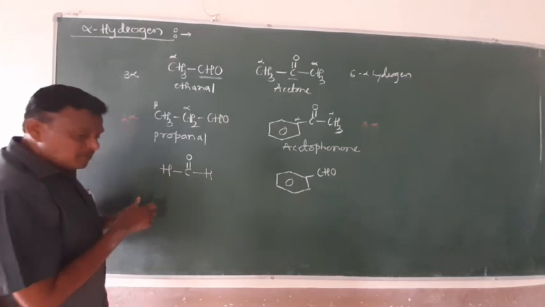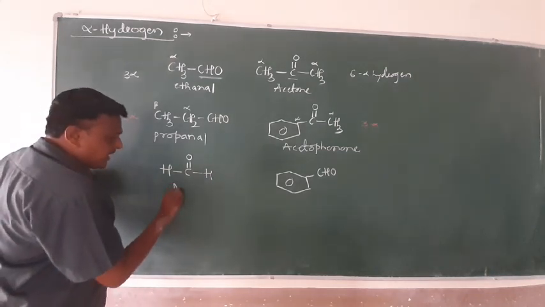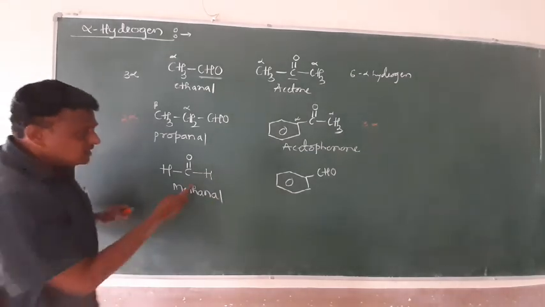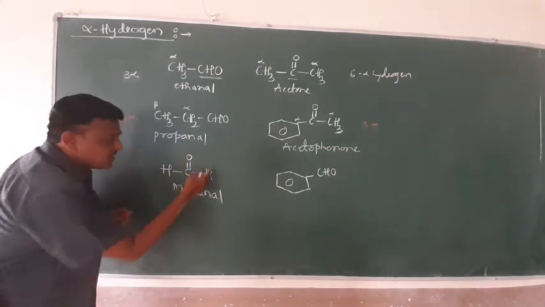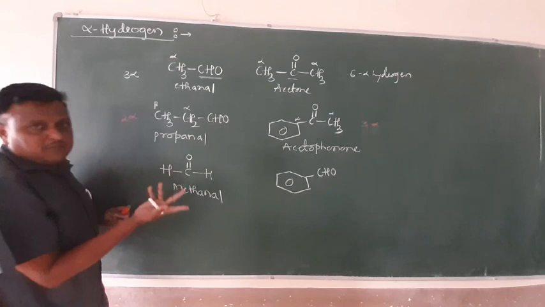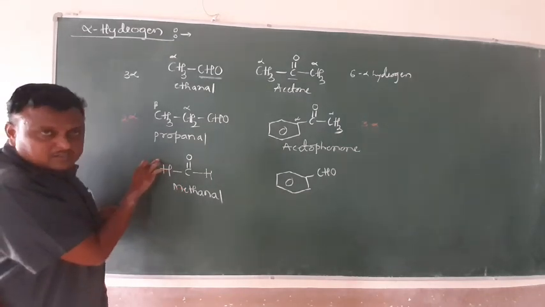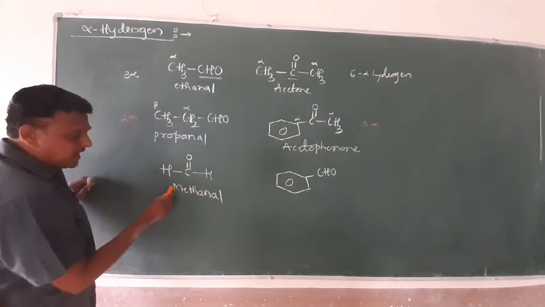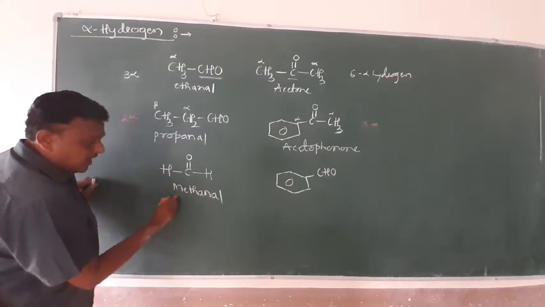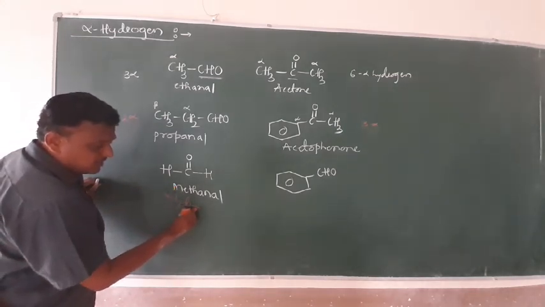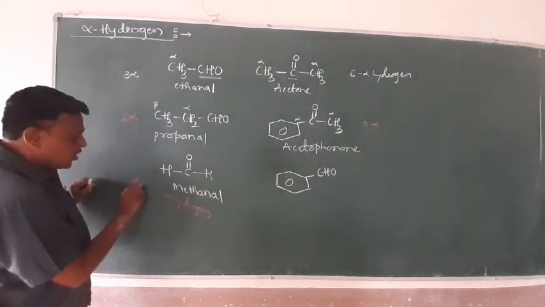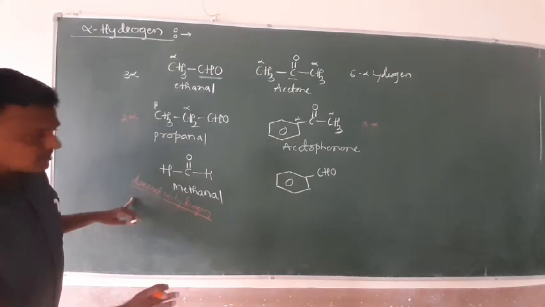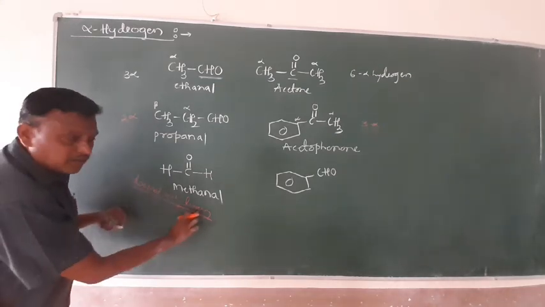Similarly, come to your compound formaldehyde, another name methanal. This is your aldehyde. This is a CHO group. The CHO group is not attached to any alpha carbon. There is no carbon, only hydrogen. So the formaldehyde does not have alpha hydrogen. You keep in mind, methanal does not have alpha hydrogen.